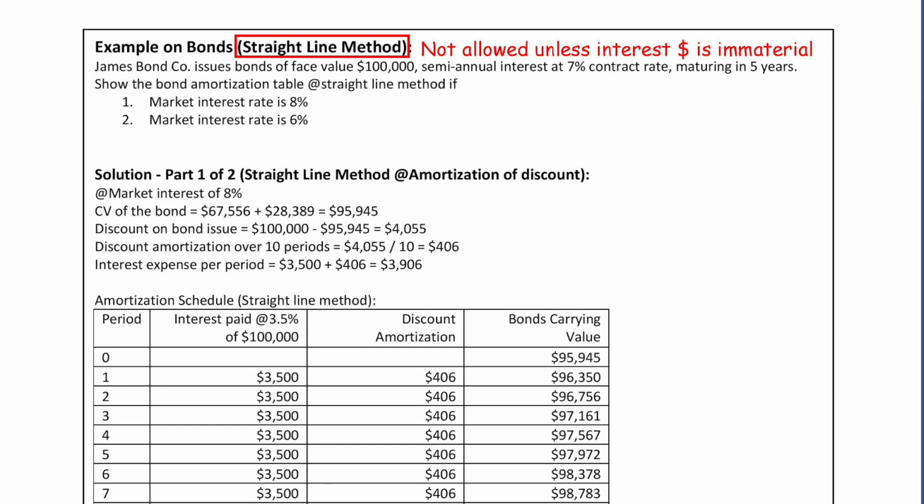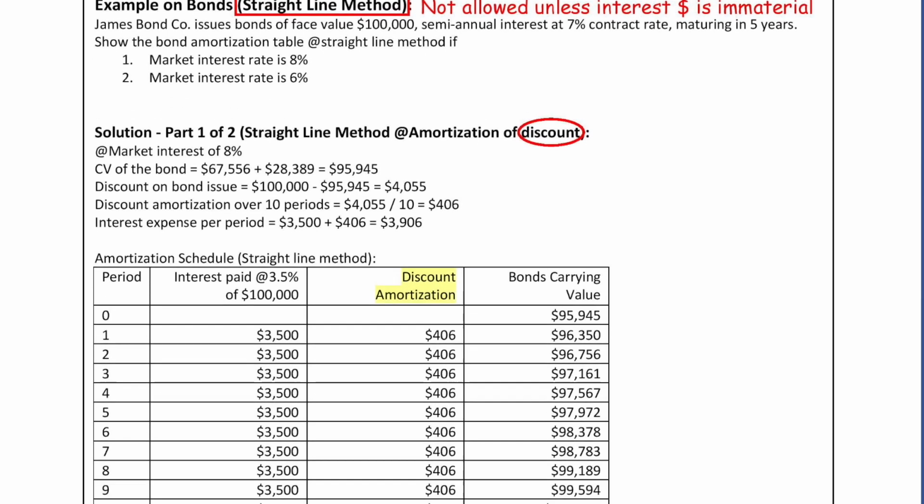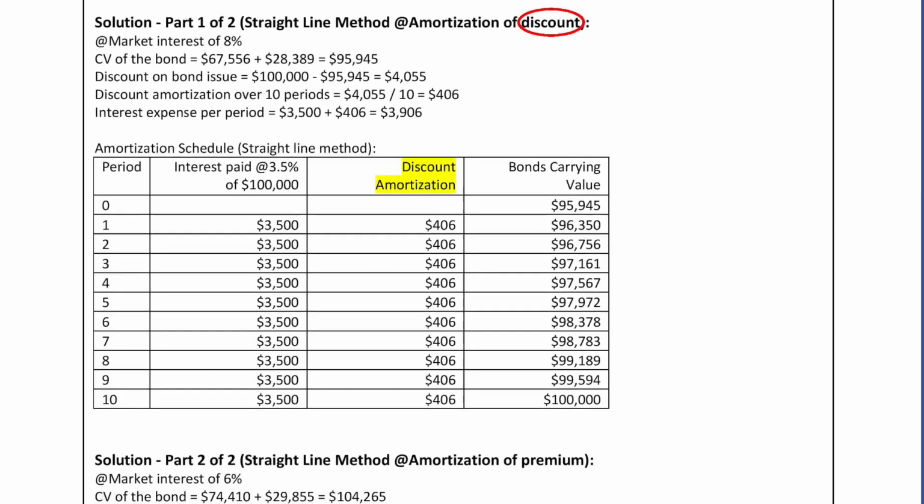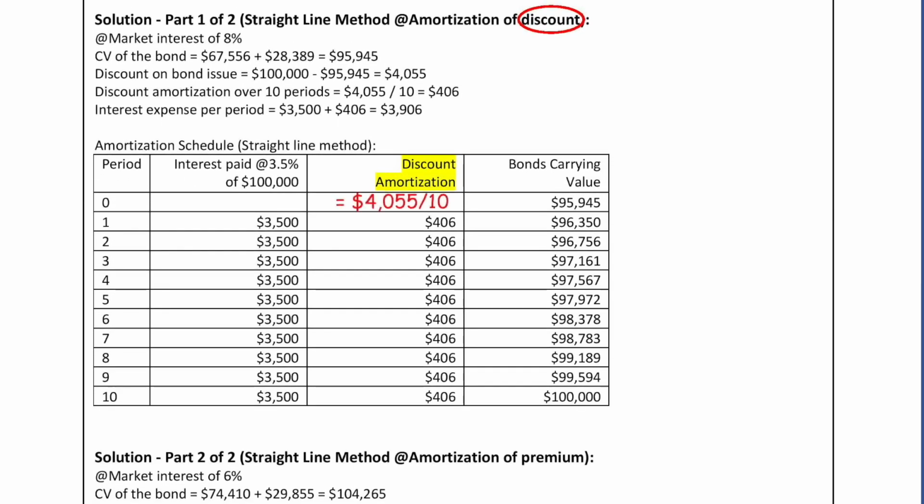On the first part of the solution, we're looking at amortization of discount, circle discount. And on the amortization schedule, highlight discount amortization and write equal 4,055 divided by 10. So it's a constant amount of $405.5 or $406 each period. So below that column, write constant. We can see that the bond carrying value moves up from $95,945 at issuance to $100,000 face value at maturity.